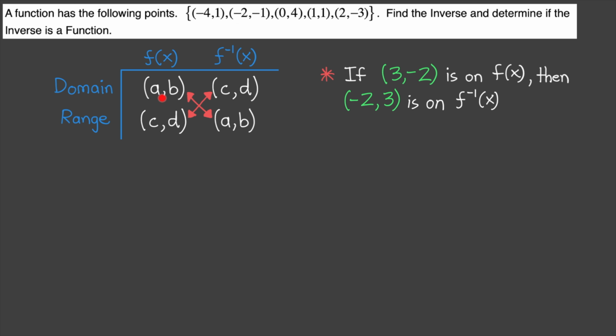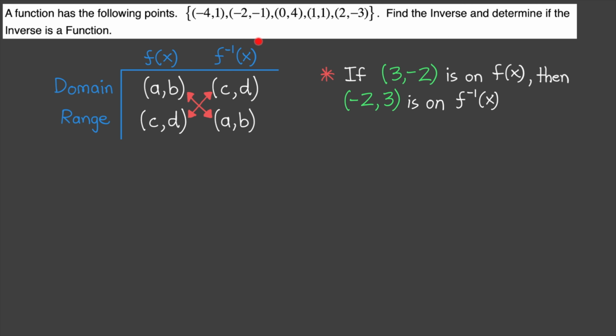So if your f of x here has domain a to b, then that tells us that the range of f inverse is going to be a to b. So the domain of f of x is the range of f inverse. And also the domain of f inverse is the range of f of x. So they just swap. What that basically tells us is that if the point 3, -2 is on f of x, then -2, 3 is on f inverse of x. See how the x and y values just swapped? That's how you find that point on the inverse function.